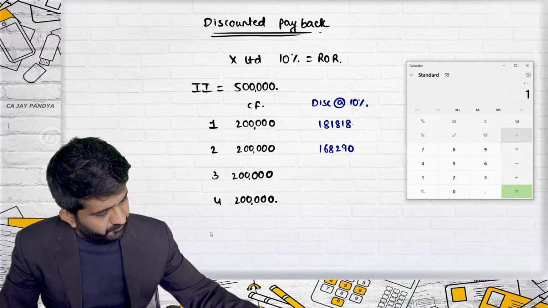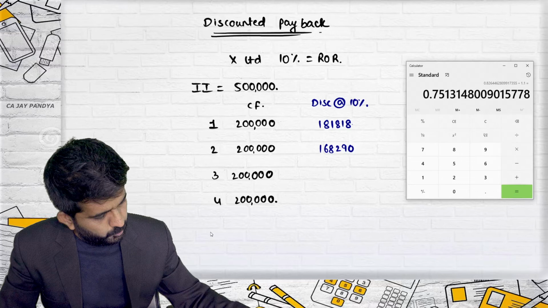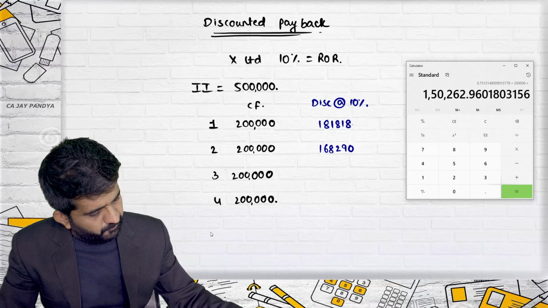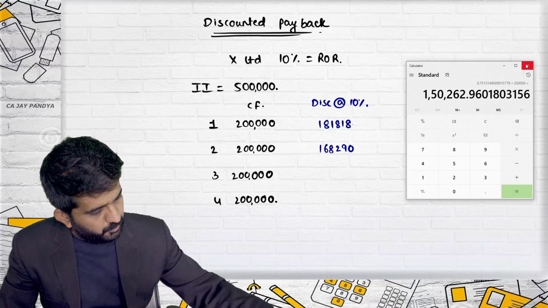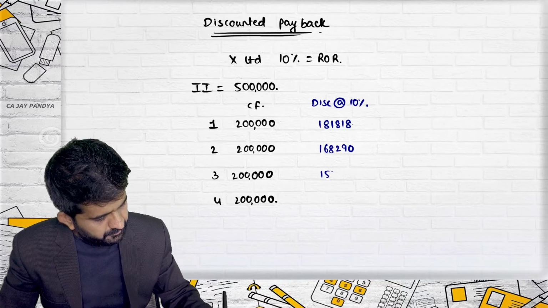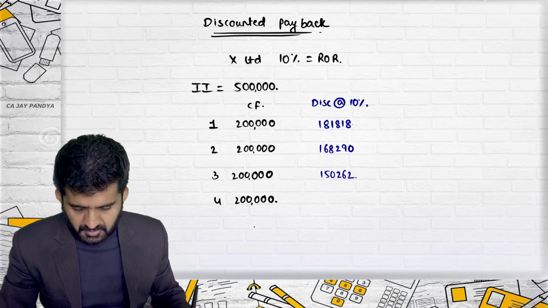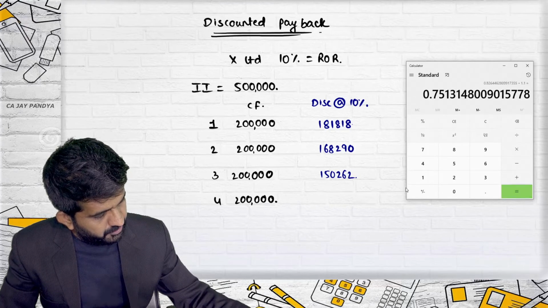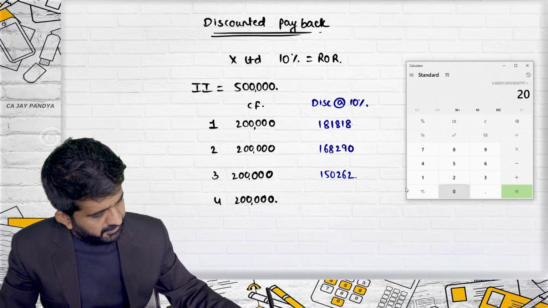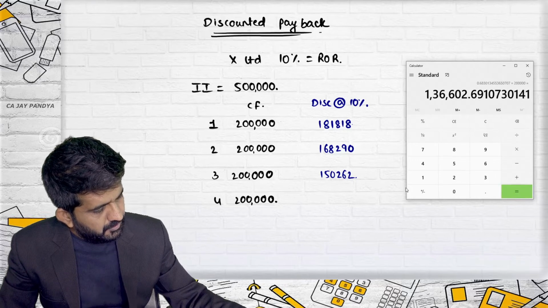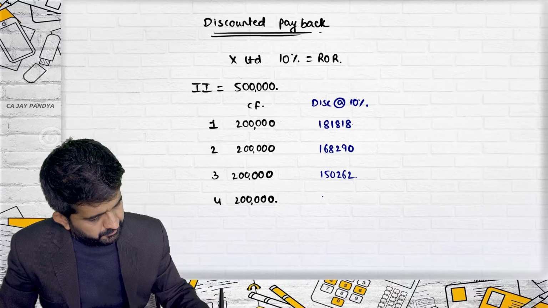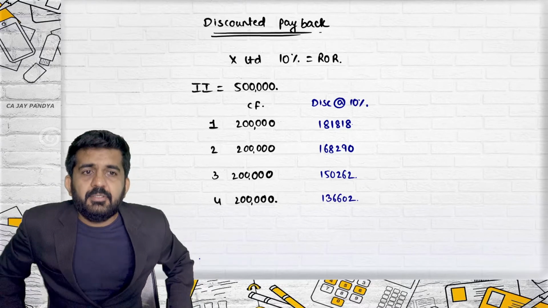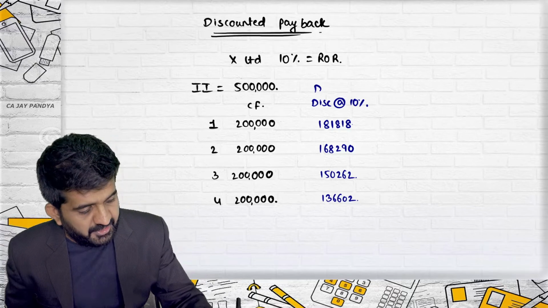Third year will be 1 divided by 1.1 to the power of 3, multiplied by 2 lakhs, which will be 1,50,262. Fourth year, 1 divided by 1.1 to the power of 4, multiplied by 2 lakhs, will be 136,602. Right? So this will be my discounted cash flow.